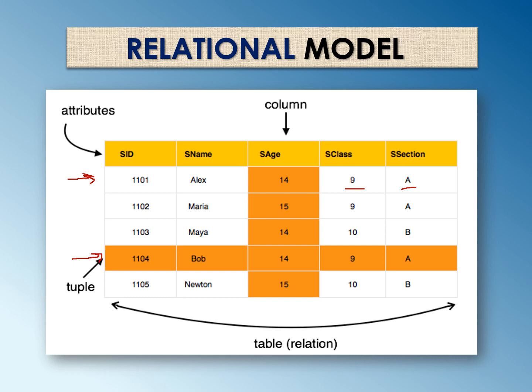When we talk of the vertical columns, like the student ID or maybe the student name, these are known as attributes. SID is one attribute, student name is one attribute, student age is another attribute, and so on. And this entire combination of rows and columns, or we can say tuples and attributes, this complete arrangement is called a table or a relation.